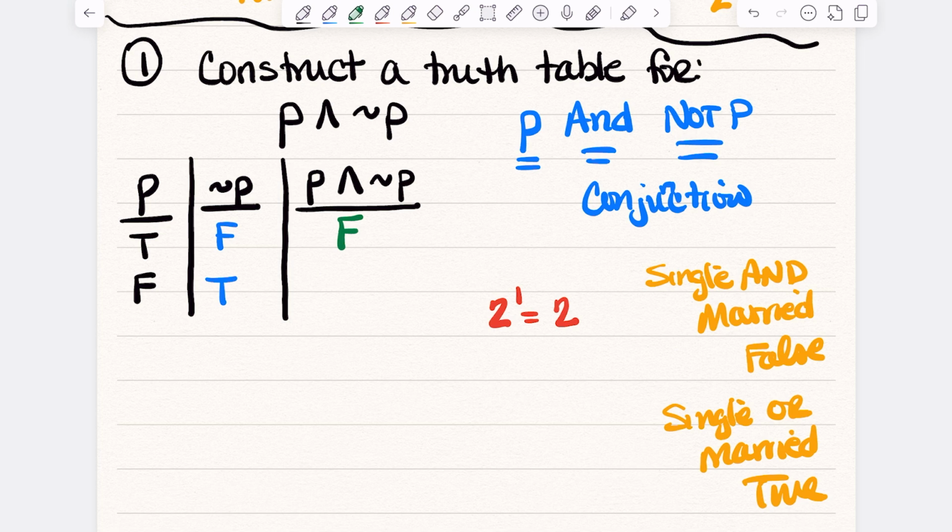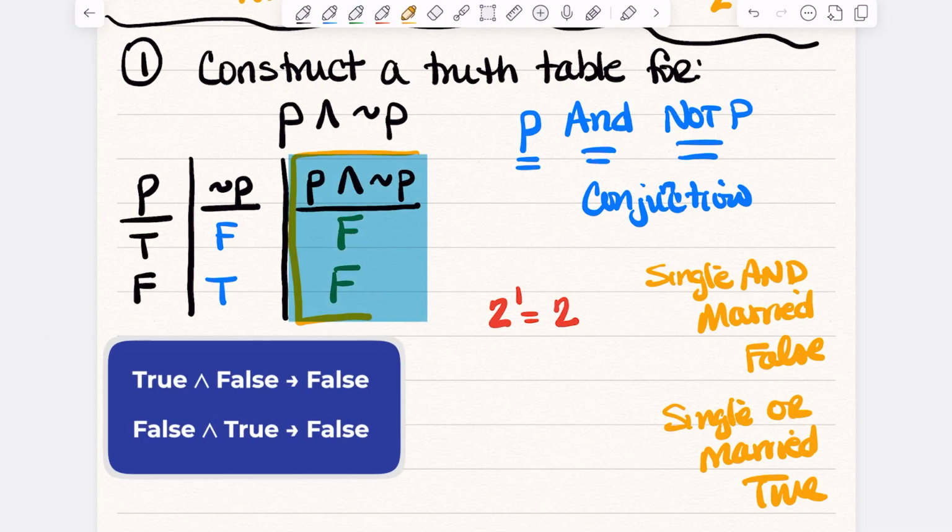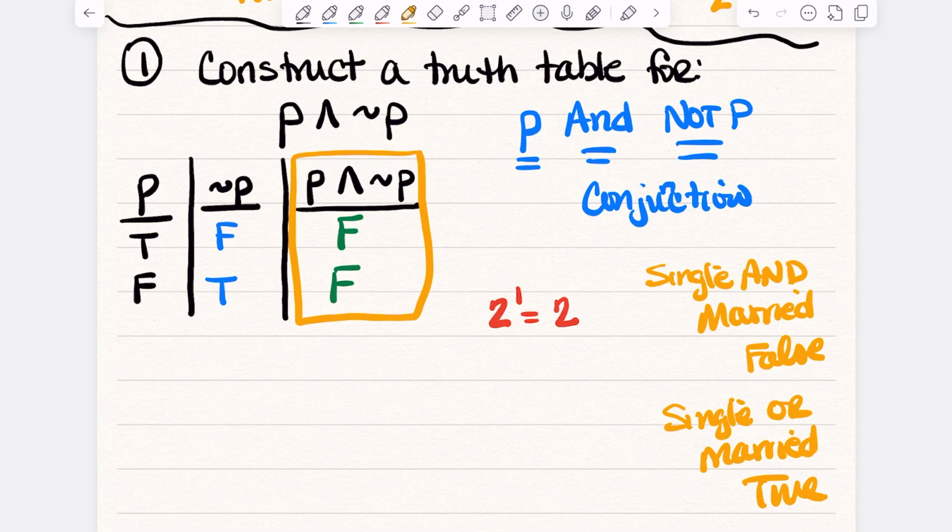And then same thing, false and true. That's going to be false. So the final answer for this, what do you call it? Truth table for this particular one is going to be false and false. I hope that makes sense. Okay? Easy peasy, easy peasy.